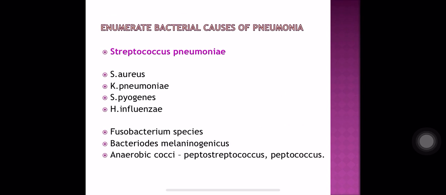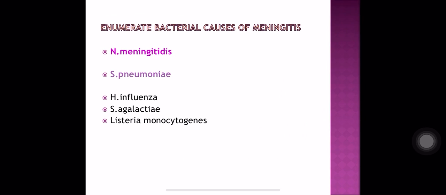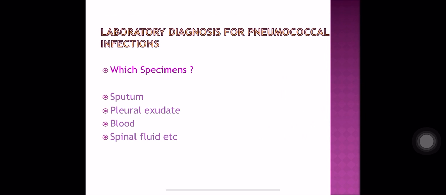Streptococcus pneumoniae causes pneumonia, and besides Streptococcus pneumoniae, there are several other bacterial causes of pneumonia like Staphylococcus aureus, Klebsiella pneumoniae, Streptococcus pyogenes, Haemophilus influenzae, Fusobacteria, Bacteroides, and anaerobic cocci. Bacterial causes of meningitis include Neisseria meningitidis, Streptococcus pneumoniae, H. influenzae, Streptococcus agalactiae, and Listeria monocytogenes.